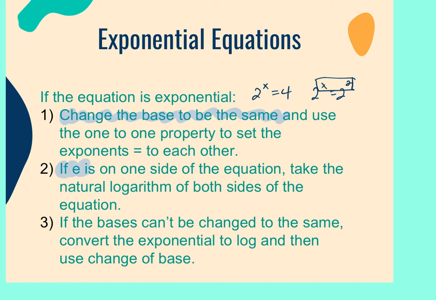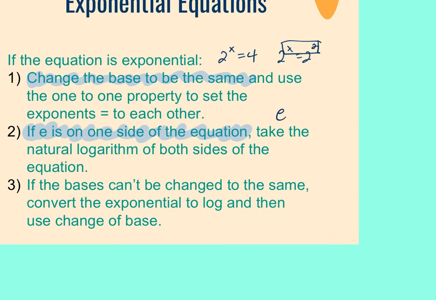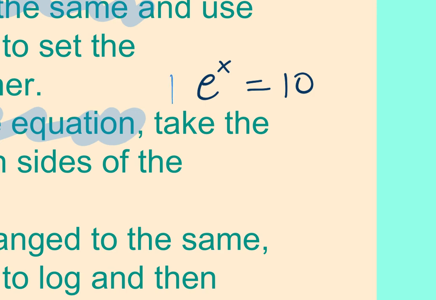The second is if e is on one side of the equation. So if I have e to the x, let's say, equals a number. The opposite of e, or the inverse of e, is actually ln. When I ln e, so we're going to make ln a verb, when I ln e, those cancel out and just give me the exponent. But whatever I do to one side of the equation, I have to do to the other. So when we get something like this, we would ln both sides of the equation. Ln of e cancels out and leaves you just your exponent. And then it would equal ln of 10.